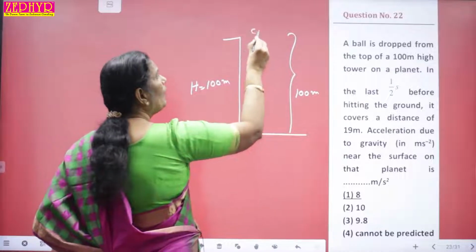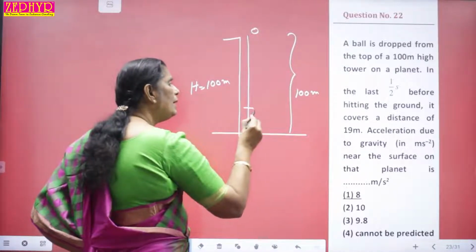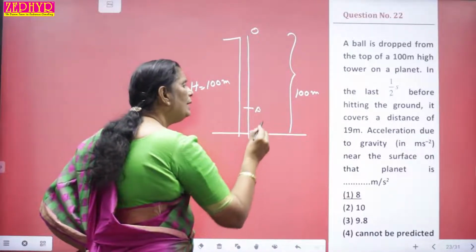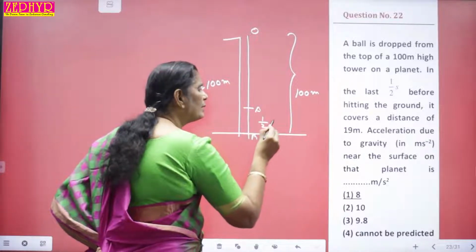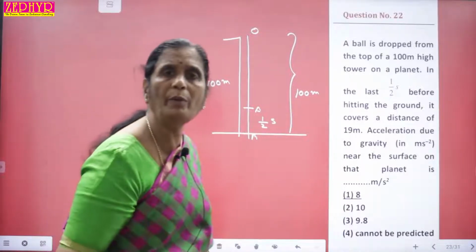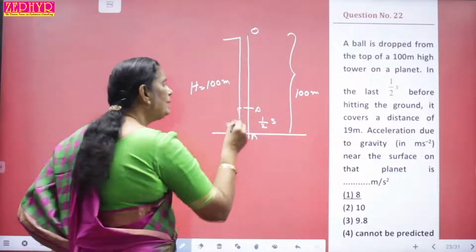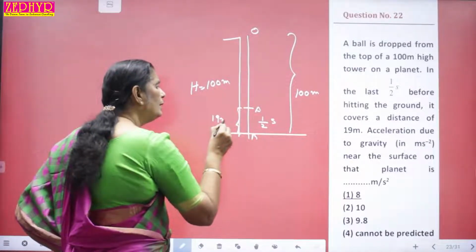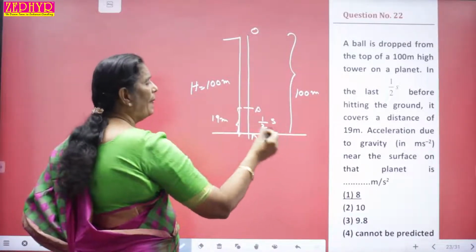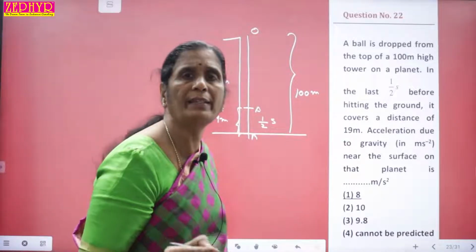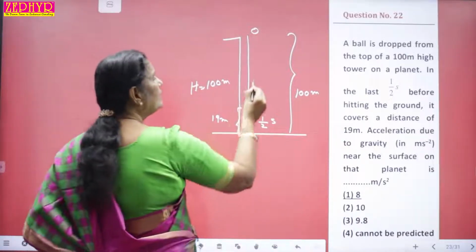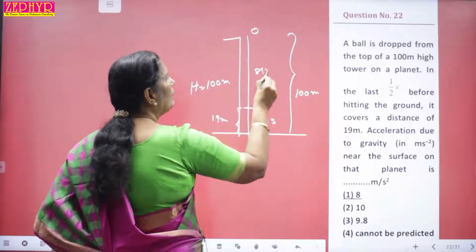So this is our initial point, and this is AB. So here the time will be 1 by 2 seconds. Here it is covering 19 meters. So what is the total distance? 100. In the last 0.5 seconds it is covering 19. But what is this distance? This will be 81 meters.